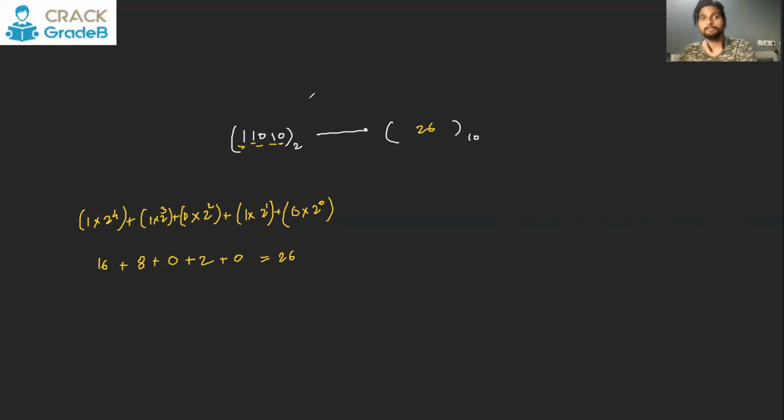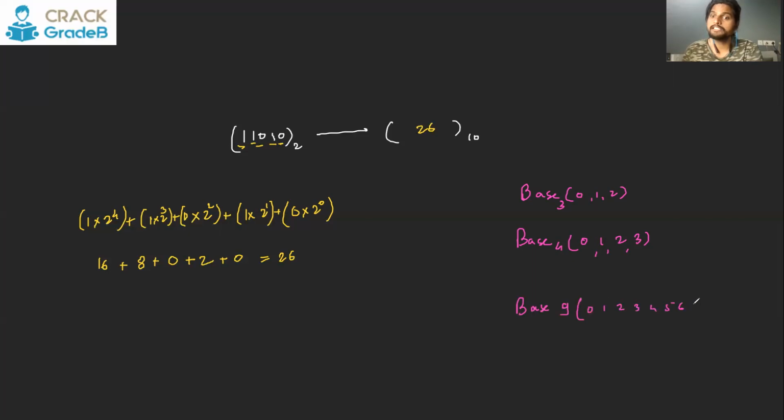So this is about the base system 2. But what if the base system is 3? So base system 3 is called a tertiary system. It will have base 3, so it will use the symbols 0, 1, and 2, up to 2. Base 4 can also be there, which uses the symbols 0, 1, 2, and 3. Similarly, base 9 can also be there, which uses 9 symbols, 0, 1, 2, 3, 4, 5, 6, 7, 8, up to 8.